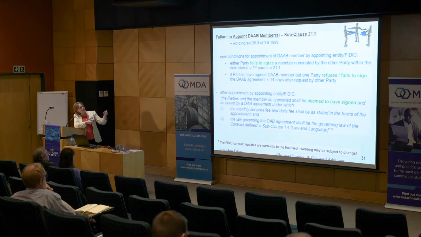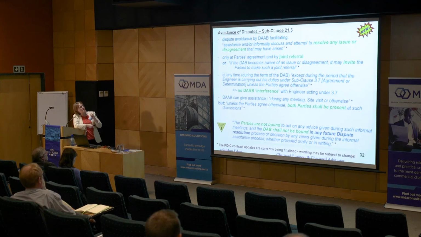This is what I was talking about as regards, if one of the parties fails to agree a member, or refuses or fails to sign the DAB agreement, then the appointing entity or FIDIC can actually make the appointment. And also to set the monthly services fee and the daily fee that will be paid to the DAB member. So that basically means that there's nothing that's going to stall things, and the parties just don't have the opportunity to start playing games with each other to make sure that a DAB is kept off the site.